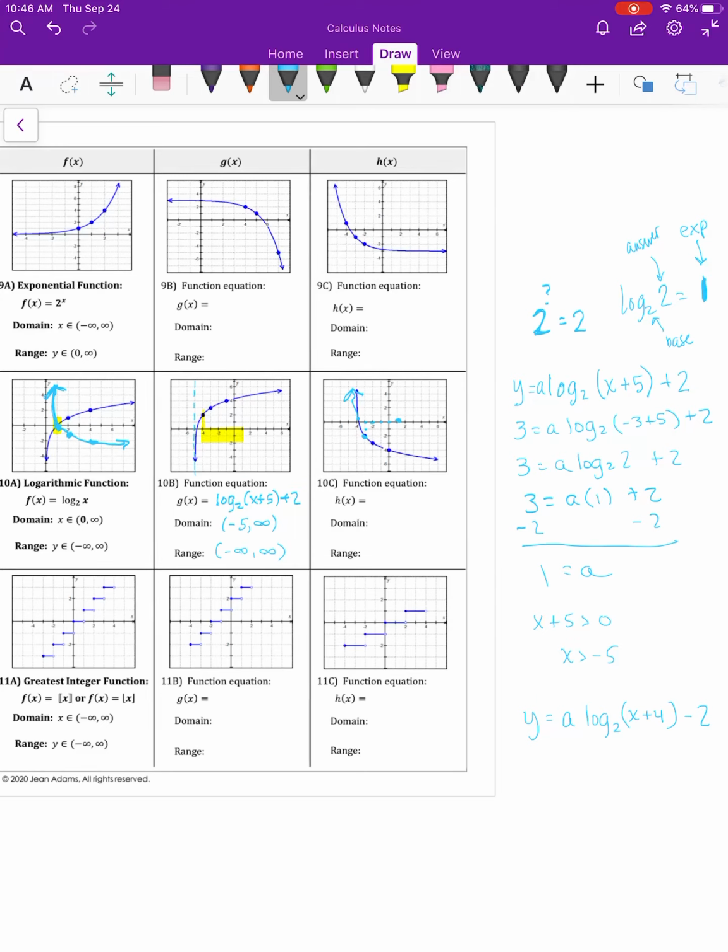So we can put a point in. Let's put the point 0, negative 4. So negative 4 equals a times log base 2 of 0 plus 4, minus 2. Negative 4 equals a times log base 2 of 4, minus 2. You should be in your think bubble thinking, 2 to what power is 4? That's going to be the answer to this whole logarithm. Since I know that 2 to the second power is 4, that answer is 2. So I'm going to add 2.